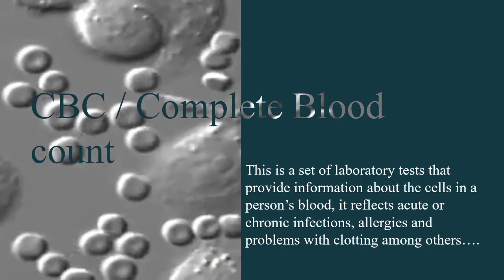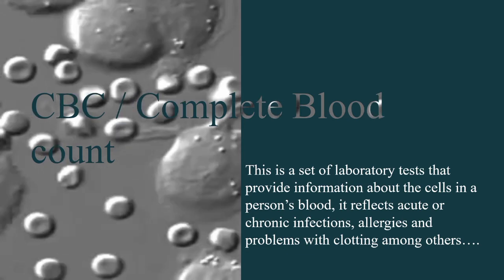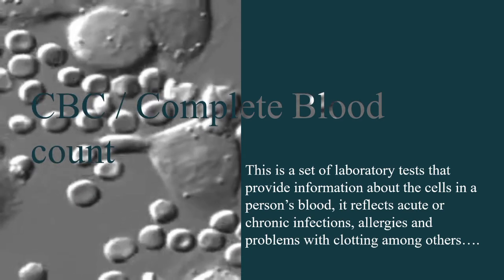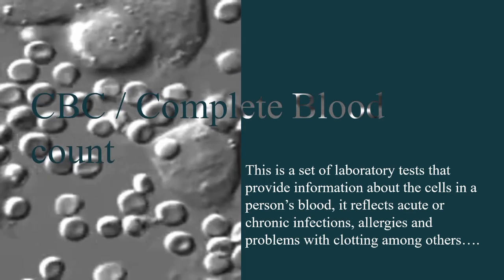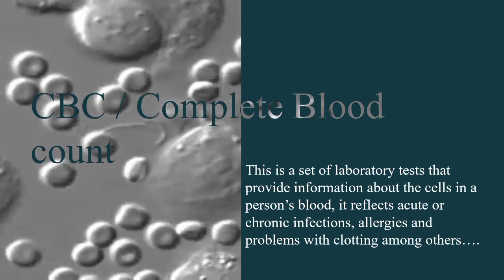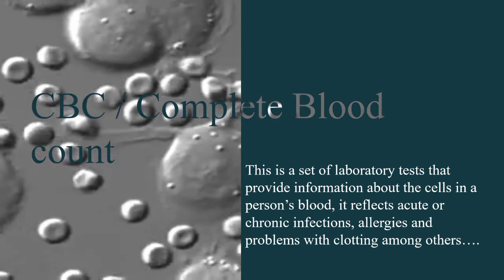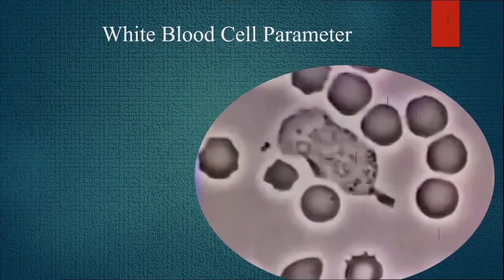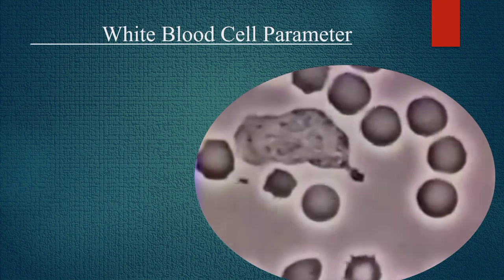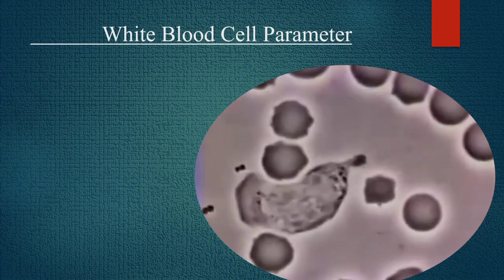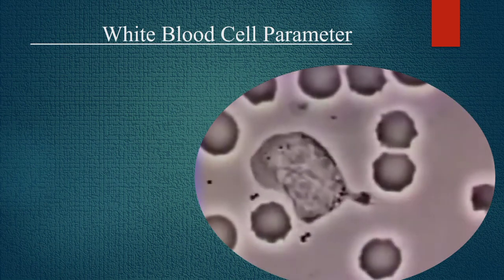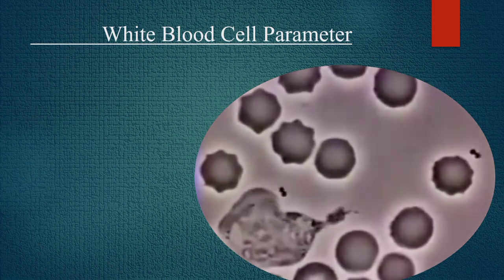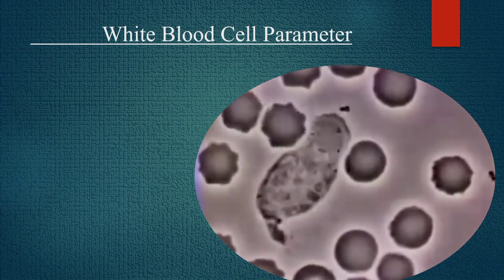Alright, now a CBC in full is what we call a complete blood count. This is just a set of tests that provides information about the cells in a person's blood. It can reflect acute or chronic infection, it can reflect allergies or problems with clotting, among others. Now, there are different types of parameters on a CBC, but perhaps today let us start with the white blood cell parameter. Most times when some medics or some interns see the white blood cell count is high, they run straight on prescribing what? Antibiotics. But there are different factors that can lead to an increase in the white blood cell count.